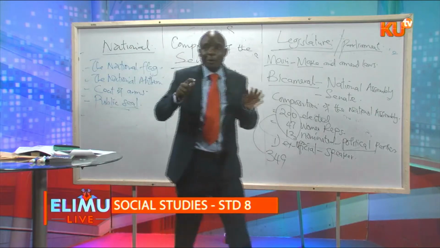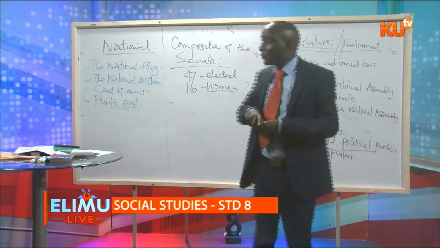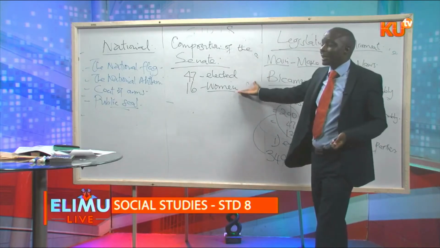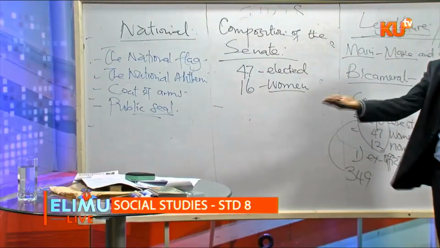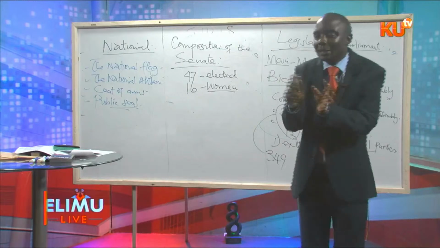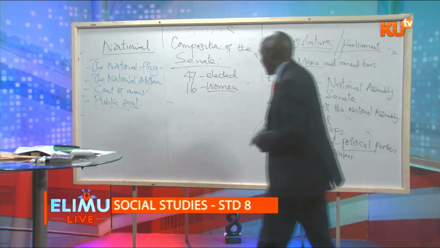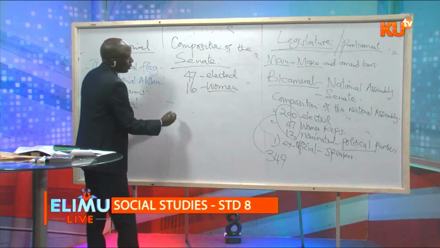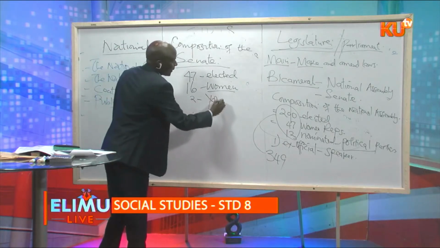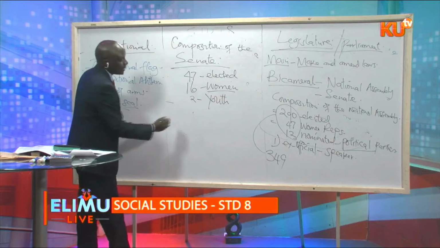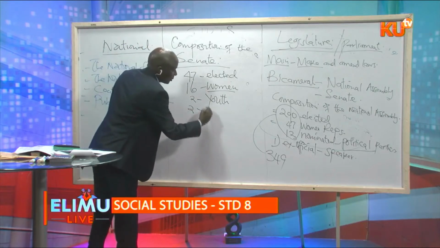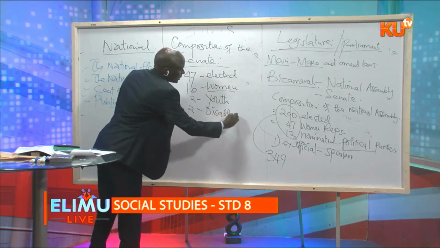If we elect all the 47 and we elect them women, and then we also add the other 16, I think something must be done. That's why I say that actually the constitution is not static. We may find that if this happens, then we may change or amend. Then we have 2 nominated representing the youth, and they should be of either gender. And we also have 2 nominated representing the disabled, either gender.